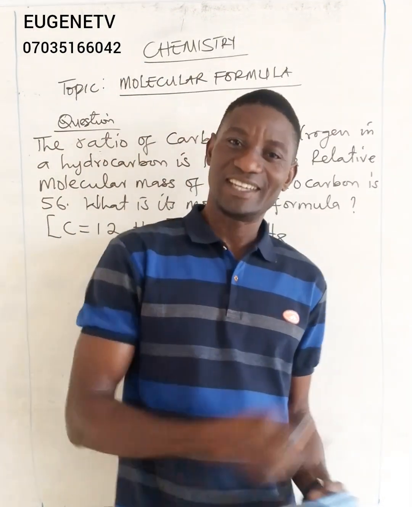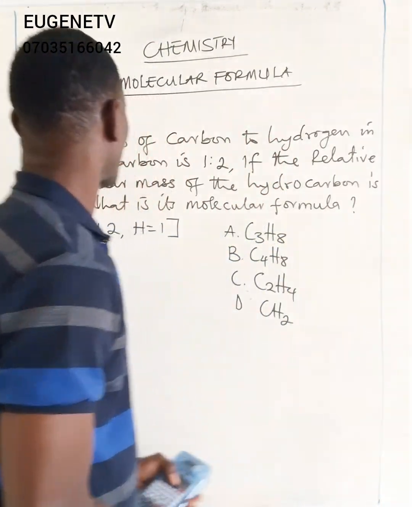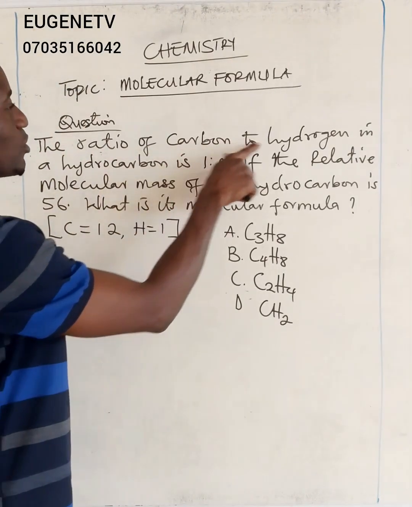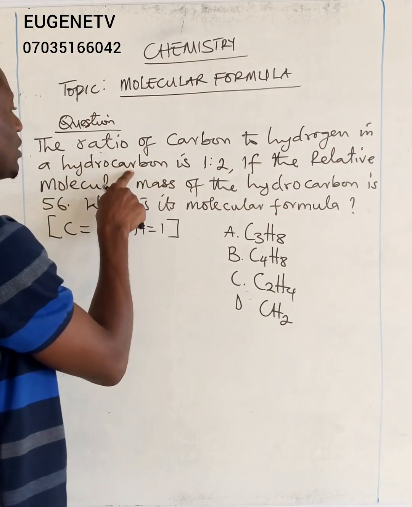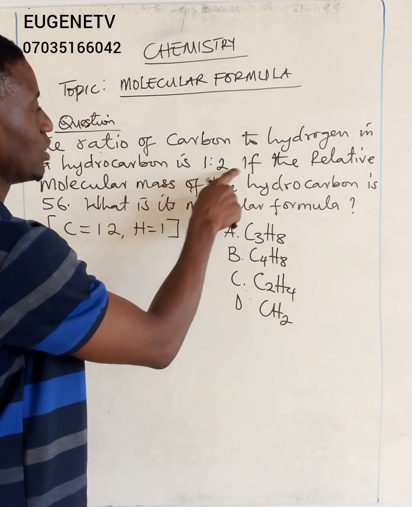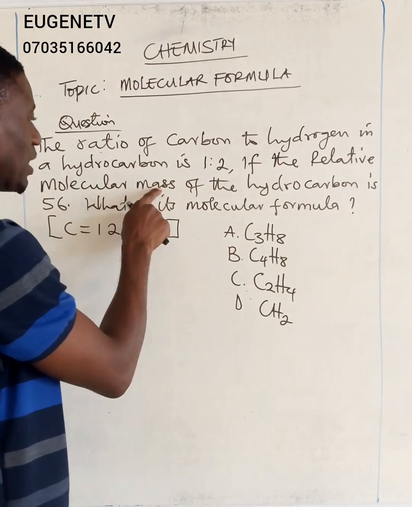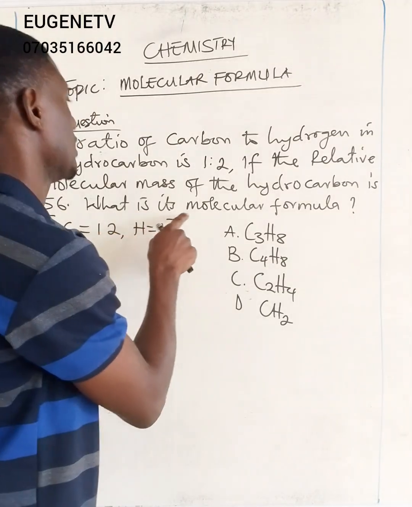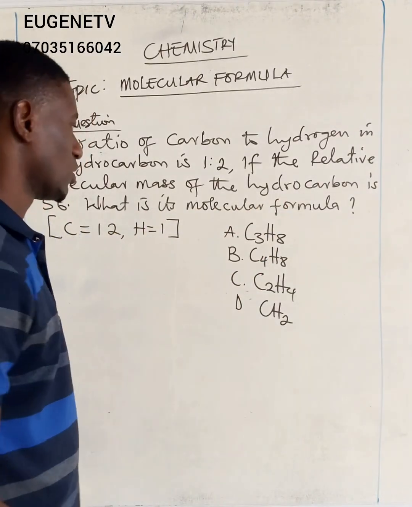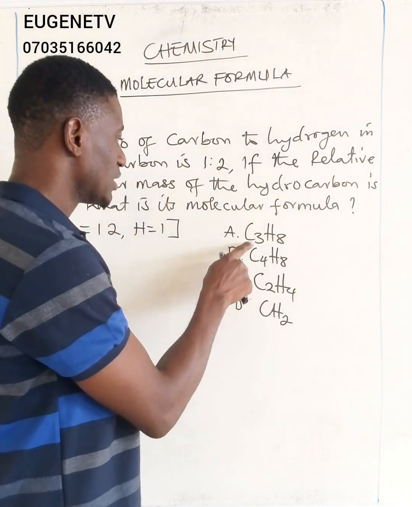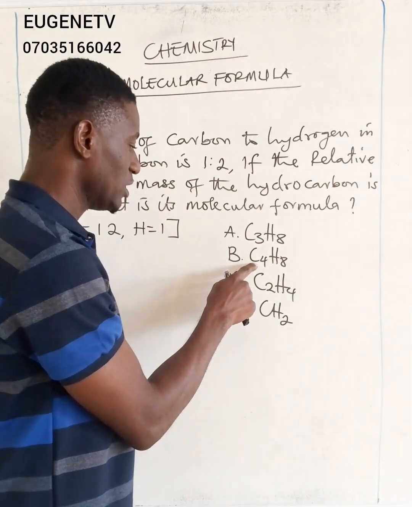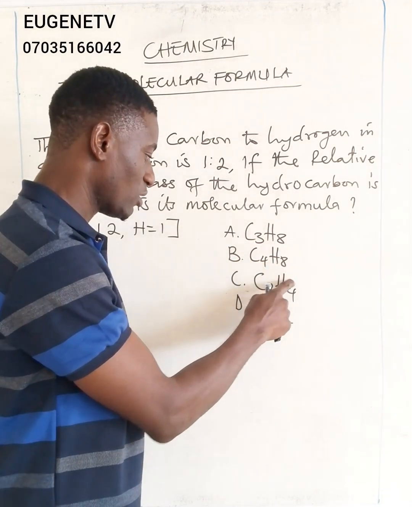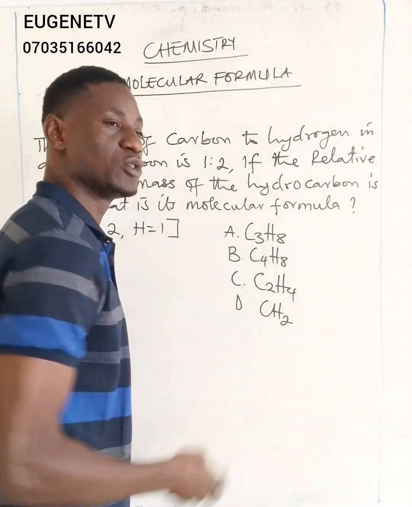Welcome to Gene TV. Let's take a look at this question. The question says, the ratio of carbon to hydrogen in a hydrocarbon is 1:2. If the relative molecular mass of the hydrocarbon is 56, what is its molecular formula? Option A, C3H8. Option B, C4H8. Option C, C2H4. Option D, CH2.